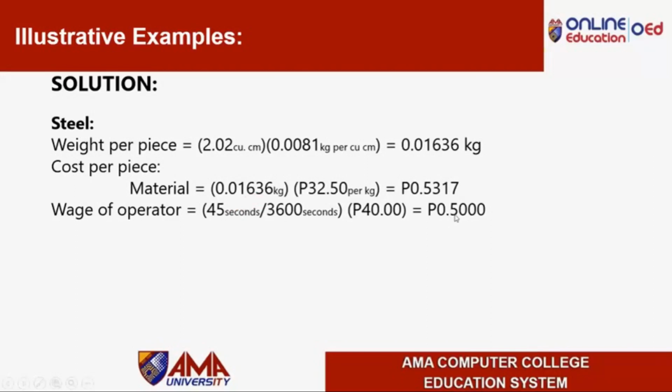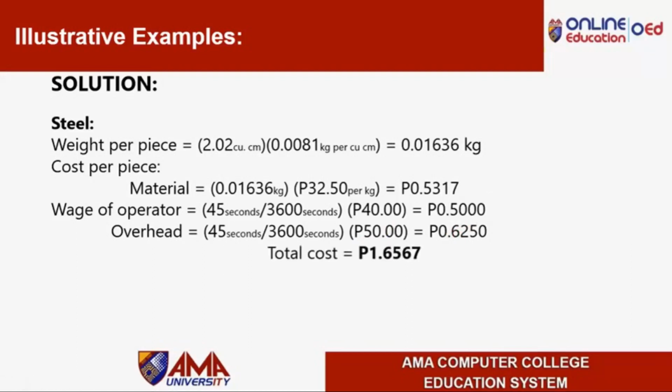Okay, so the overhead cost, again, 45 seconds divided by 3,600 seconds multiplied by the amount. The overhead cost is 50 pesos per hour. So the cost is now 0.6250. Then the total cost is 1.6567.